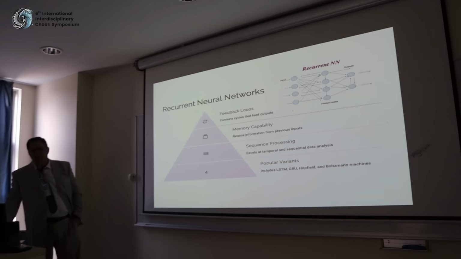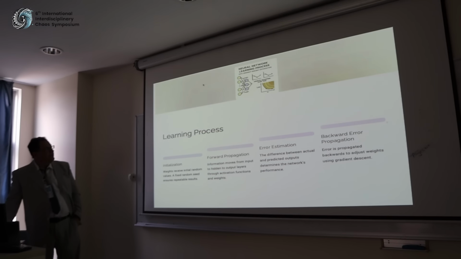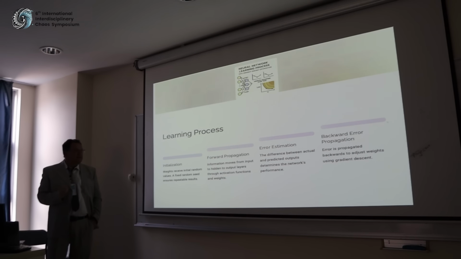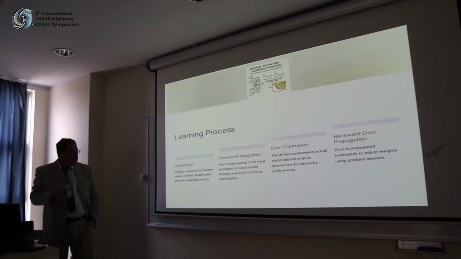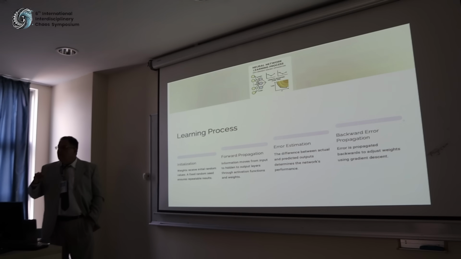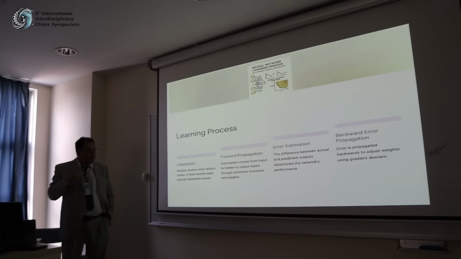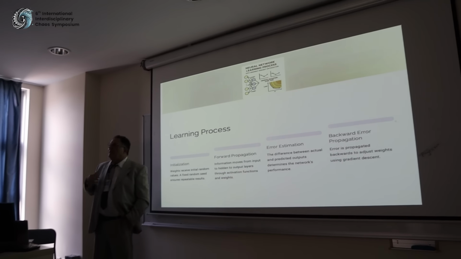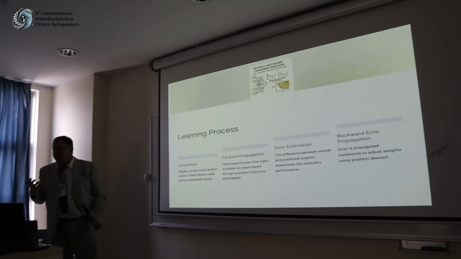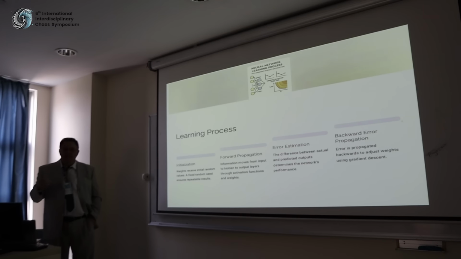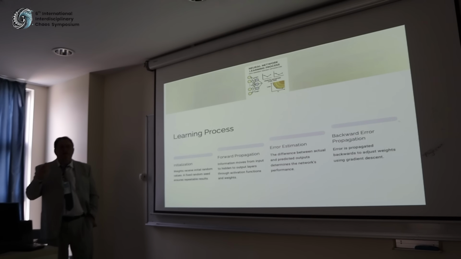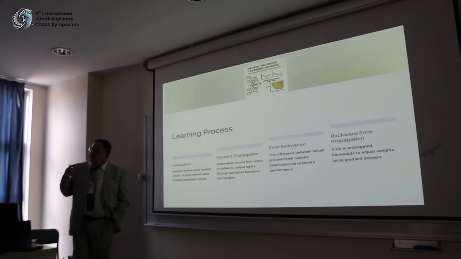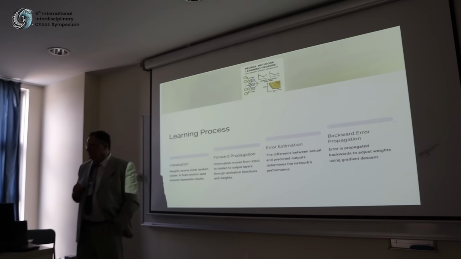There are many architectures, many types of neural networks. Well, the learning process. Initialization: the weights receive initial random values. It's very important to begin with a fixed random seed. If you use commercial software, it must give you the possibility to fix the random seed. Because if we start with different initial weights, the results will be slightly different, and we don't want that.